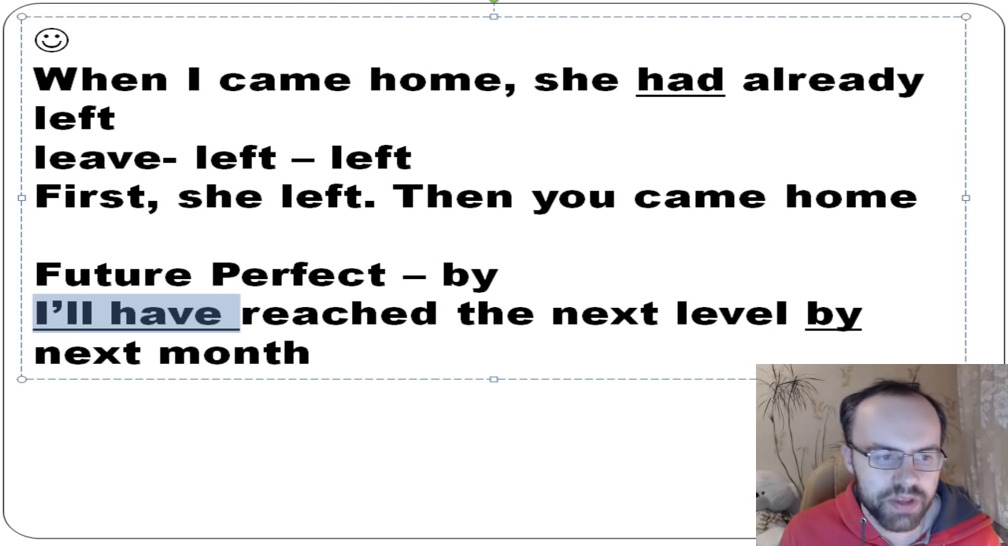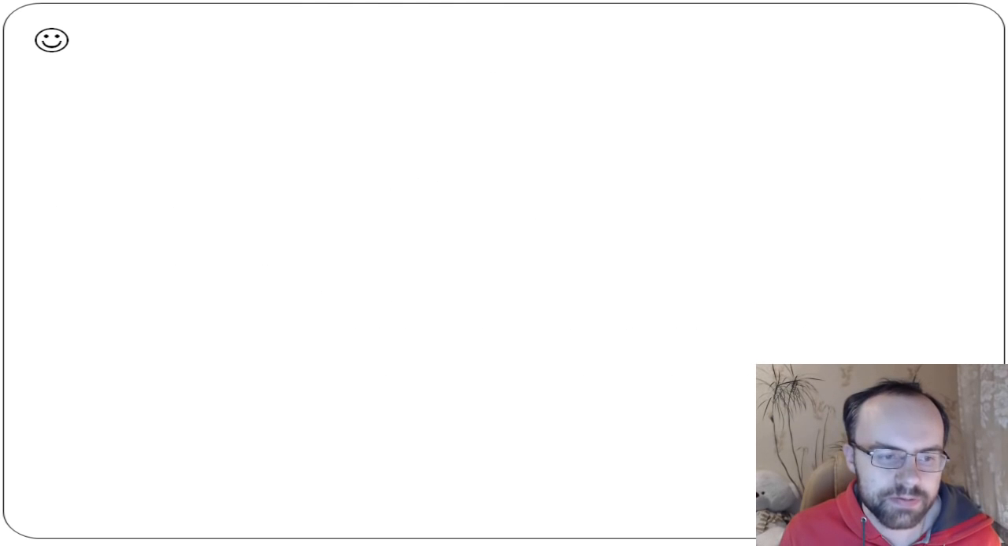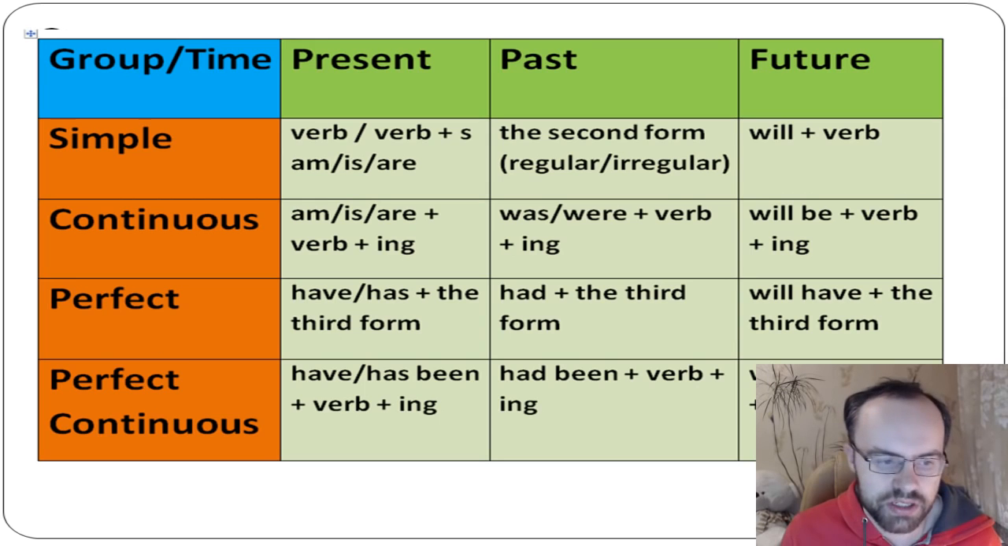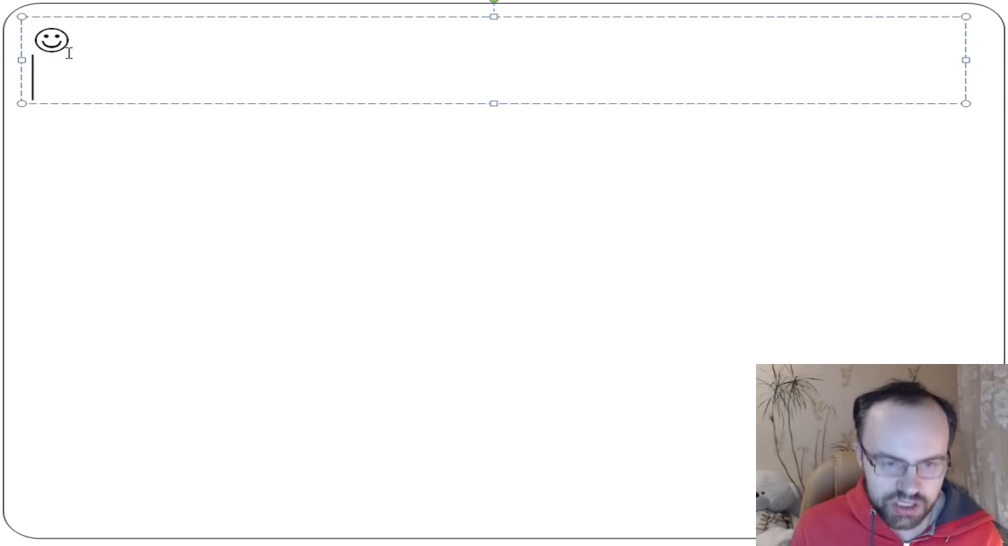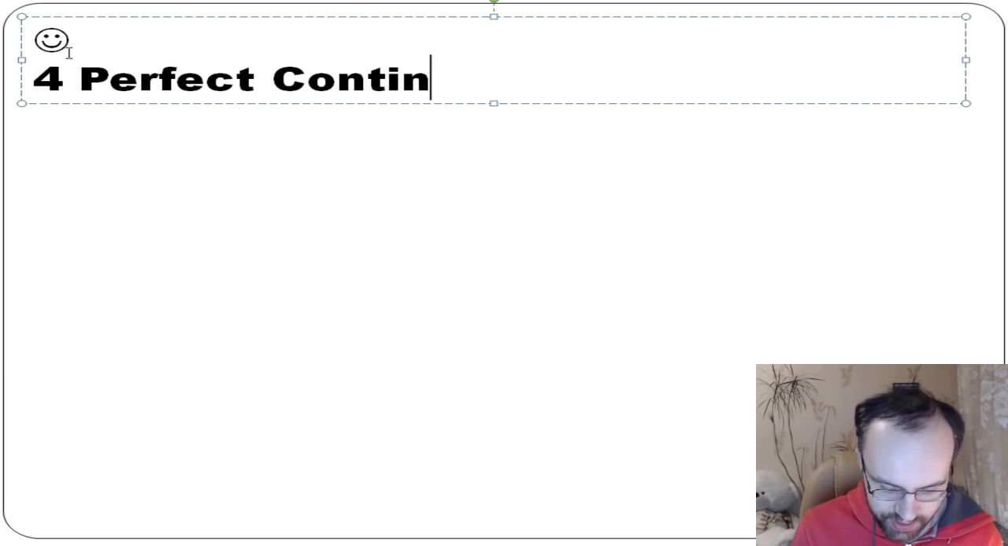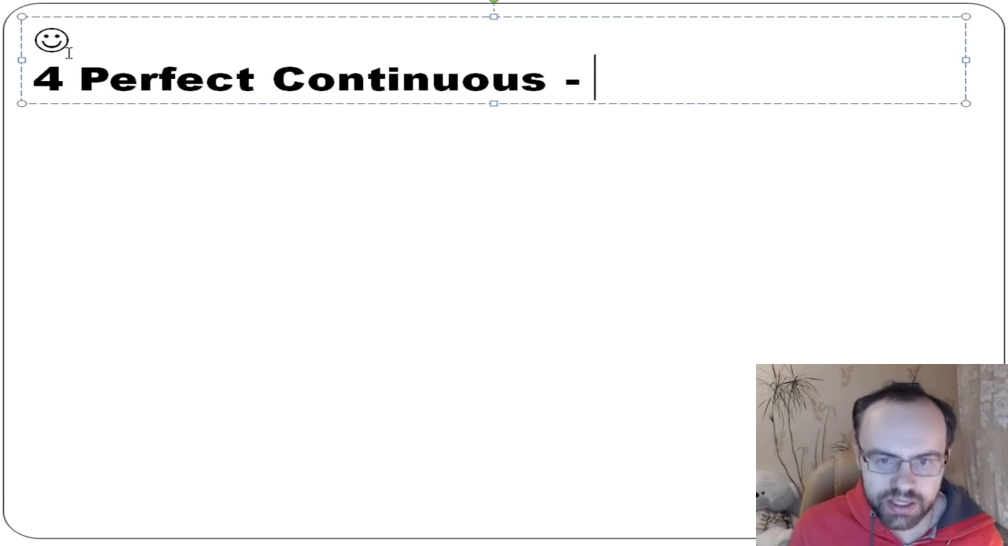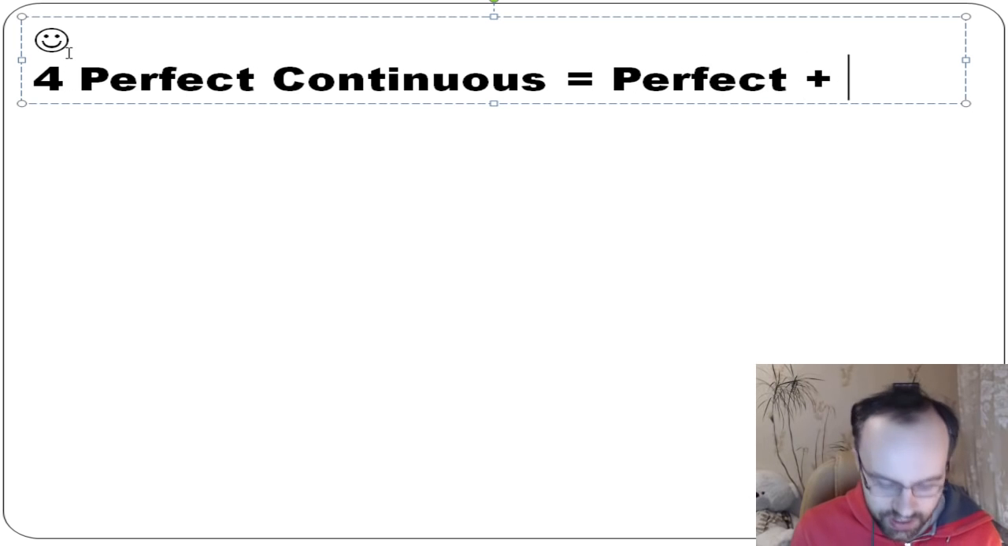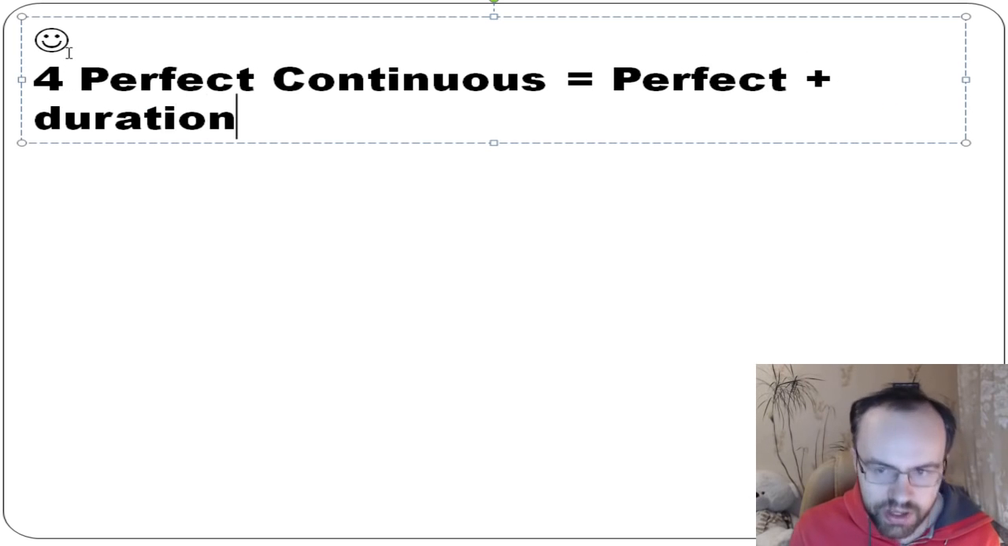If we look at this fourth group, perfect continuous, you just need to understand a very important thing. It's like the group perfect, but when there is a duration. Duration means that it's a long action.